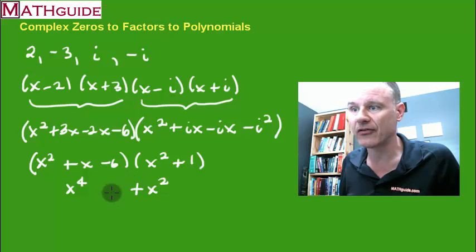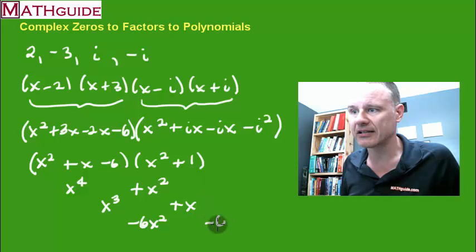I'm leaving a space for x cubed, as you'll see why in a second. X times x squared is x cubed. X times 1 is x. Negative 6 times x squared is negative 6x squared. Negative 6 times 1 is negative 6.